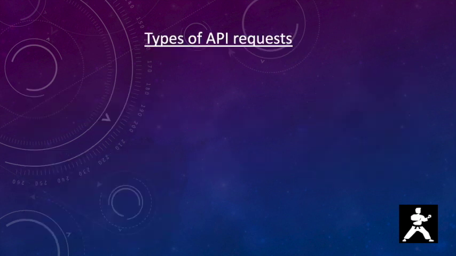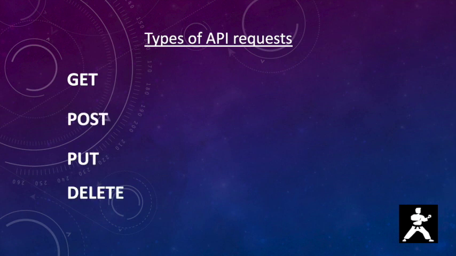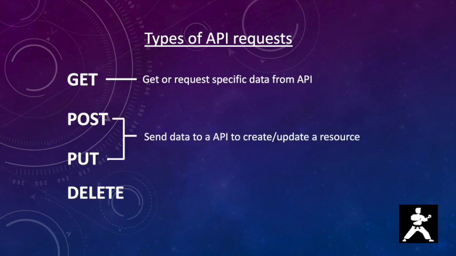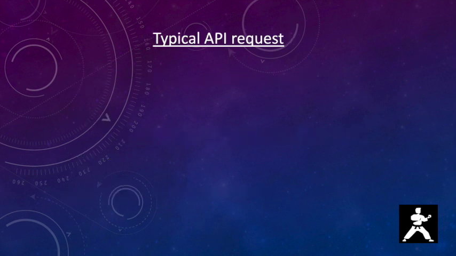What are the types of API requests? It can be get, post, put, and delete. Get method is needed to request specific data from API. Post and put methods are needed to send data to API to create or update a resource. And delete method removes the specified resource.